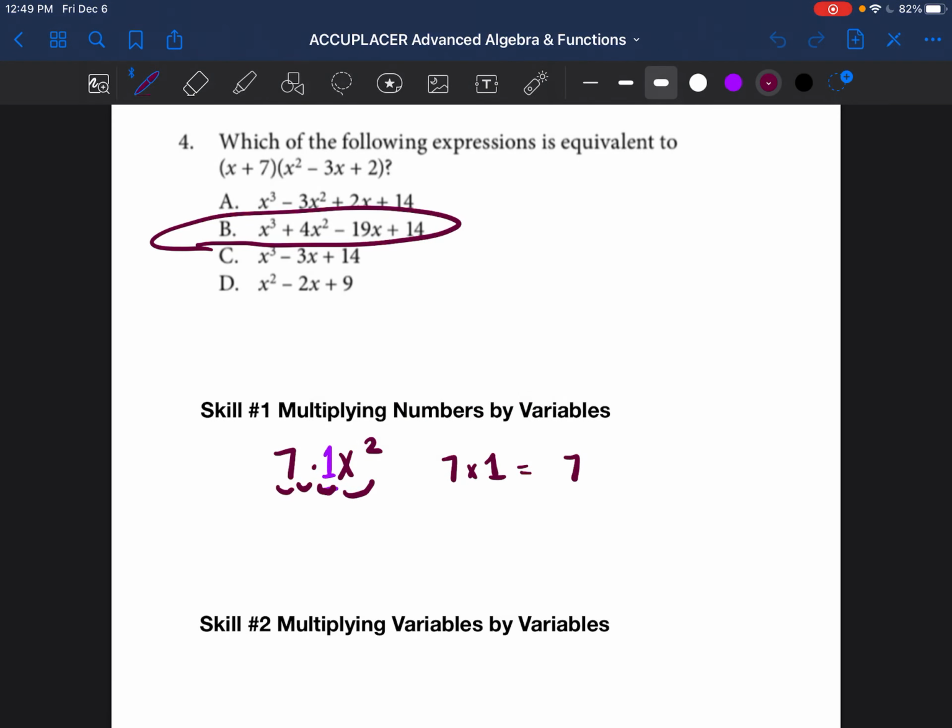Okay, so there's going to be nothing to multiply it against the second variable. So we're just going to leave it as is, x squared. So 7 times 1x squared is 7x squared.